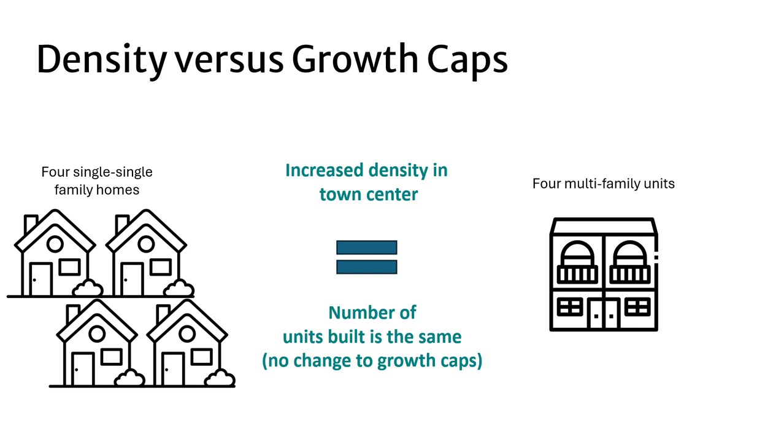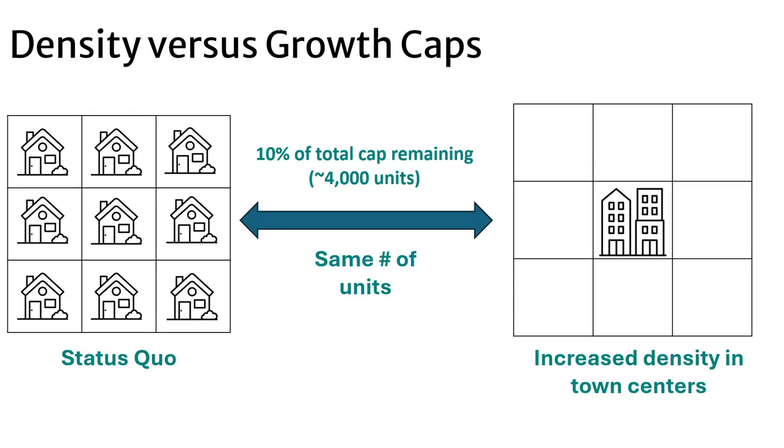In addition to the growth caps, we have density allowances that limit the number of units that can be built on a parcel, like I mentioned in the previous slides. To further illustrate this, given that we have about 10% of remaining growth left, if more housing units are built on parcels closer to town centers, that means less housing will be built on the outskirts of town.